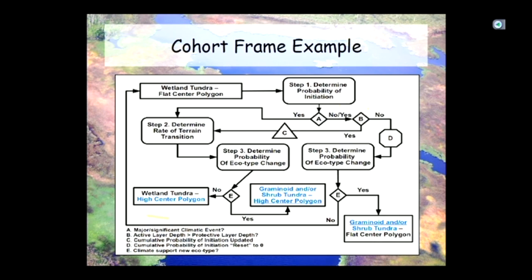Is the active layer, the amount of seasonal thaw, penetrating into ice-rich soils? If yes, then we'll thaw and slump some of the soil. If no, then we'll move on. And then the final thing is, is the climate favorable to a change in ecotype? So can we move from a wetland tundra to a graminoid tundra in a fractional way? So we go through a series. Each cohort in each element will go through a decision tree for every time step, which is right now about 50 cohorts that we're looking at each time step for the Arctic tundra model, and about 10 to 12 for the boreal forest.